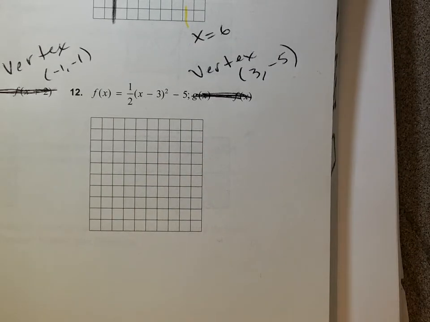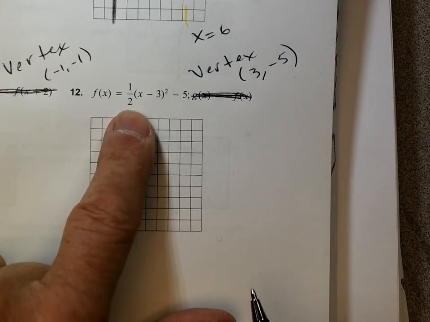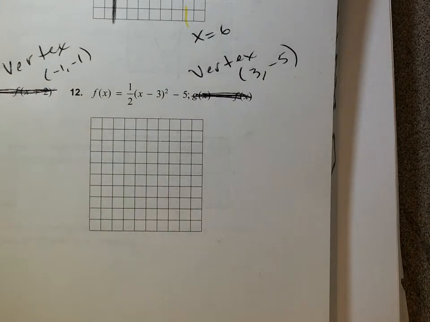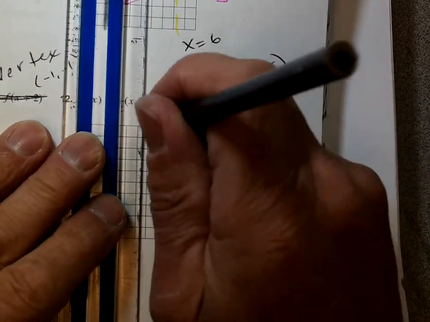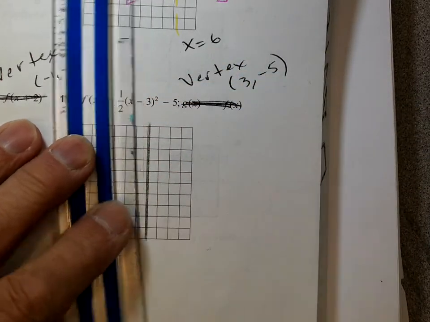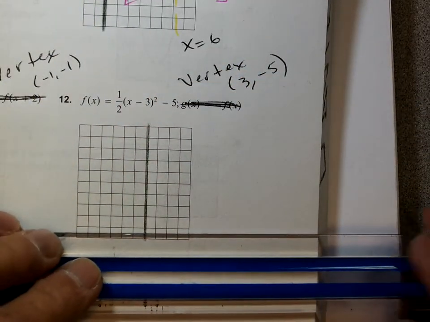Isn't this easy? I like vertex form, don't you? It's no work. You just take it out, but it has to be in this form. If it's not, we got to use the negative b over 2a. And then this one's going to be half as tall, so it's going to be squished down, but it's going to be going up, because it's positive. So let's go ahead and find 3, negative 5.